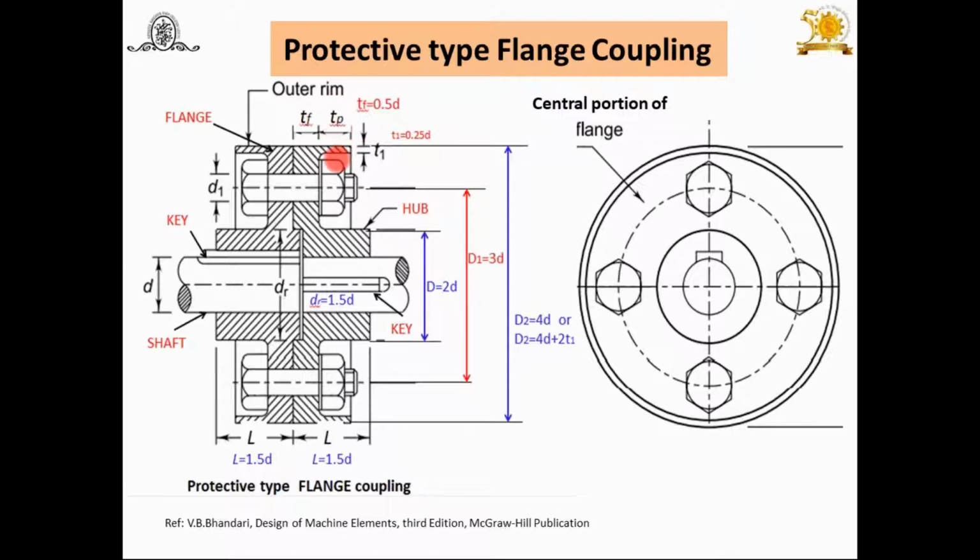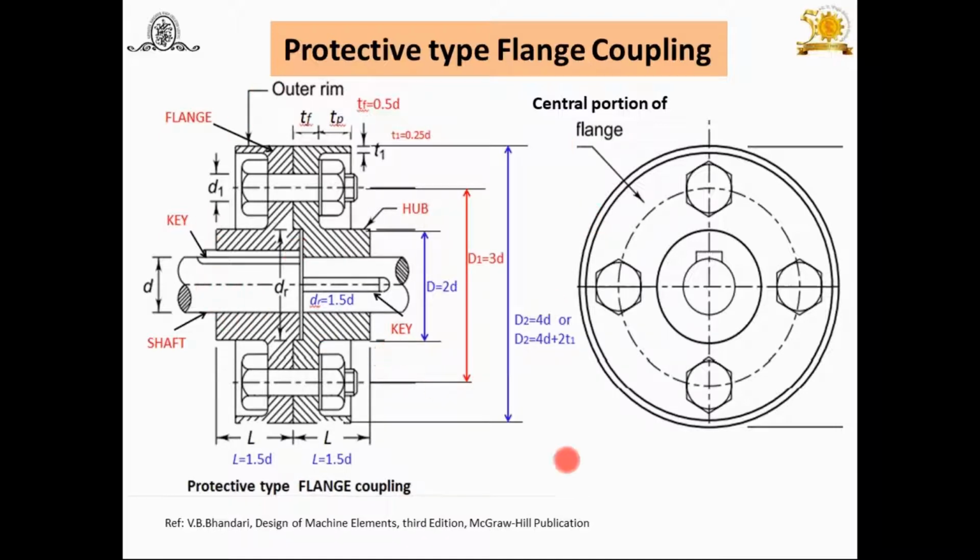TP means protective part thickness, and TF means thickness of the flange, this thickness, right? And D1 is the nominal diameter of the bolts, right? And length L, the length of the hub, is equal to 1.5 times the diameter. This is about the construction of a plane.